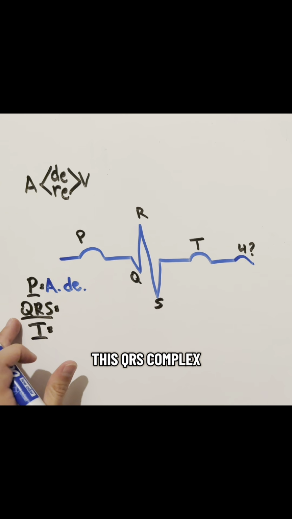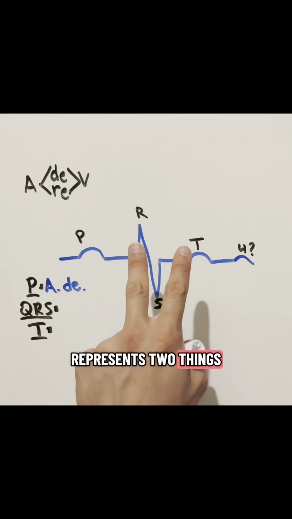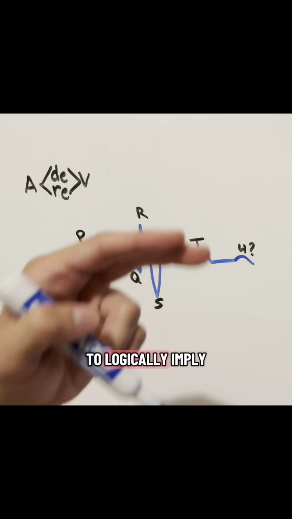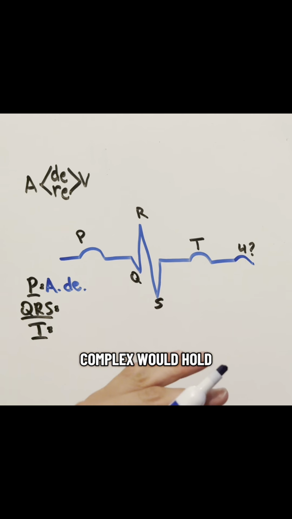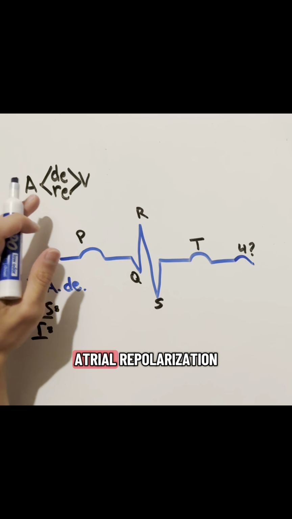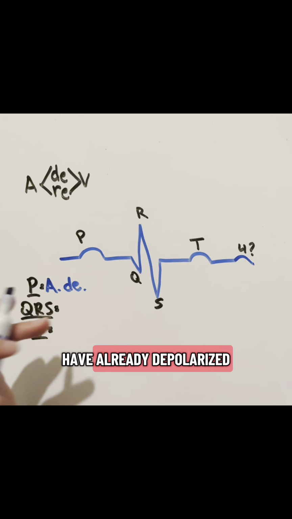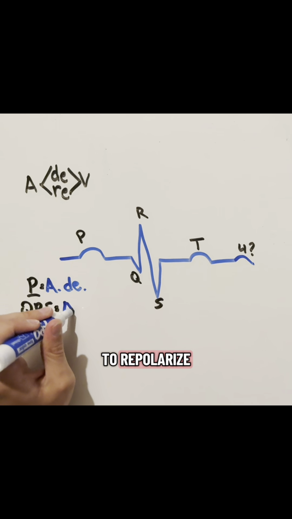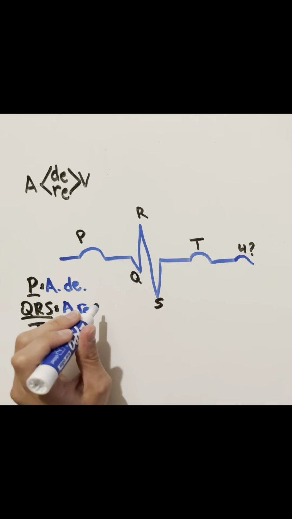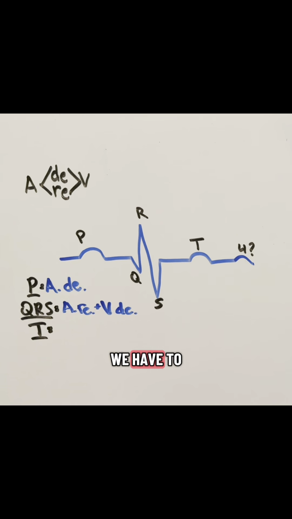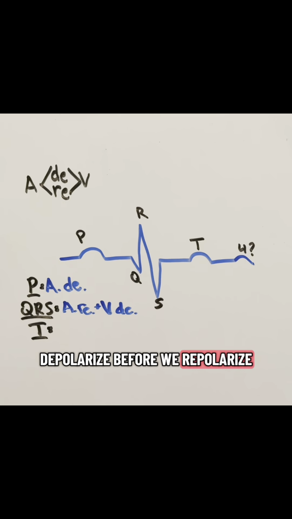Now this QRS complex represents 2 things. And going by the process of elimination, if we had to logically imply what the QRS complex would hold, it would be atrial repolarization, because the atria have already depolarized, so they need to repolarize, and ventricular depolarization. We have to depolarize before we repolarize.